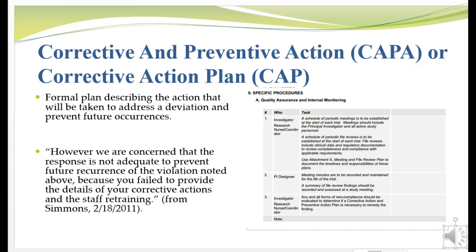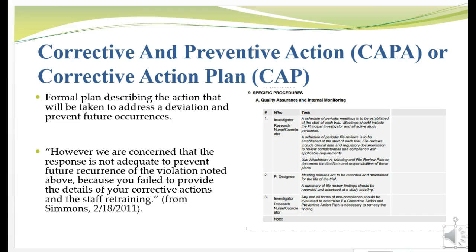So CAPs or CAPAs, they're essentially the same thing, but you'll hear both phrases used in the industry, outline what the problem was, how it happened, and most importantly, what will be done to ensure it doesn't happen again. And this is really the key thing. It's one thing to say that you know what went wrong, but what the industry and particularly the regulatory agencies want to know is, what are you going to do to make sure that problem doesn't occur again?